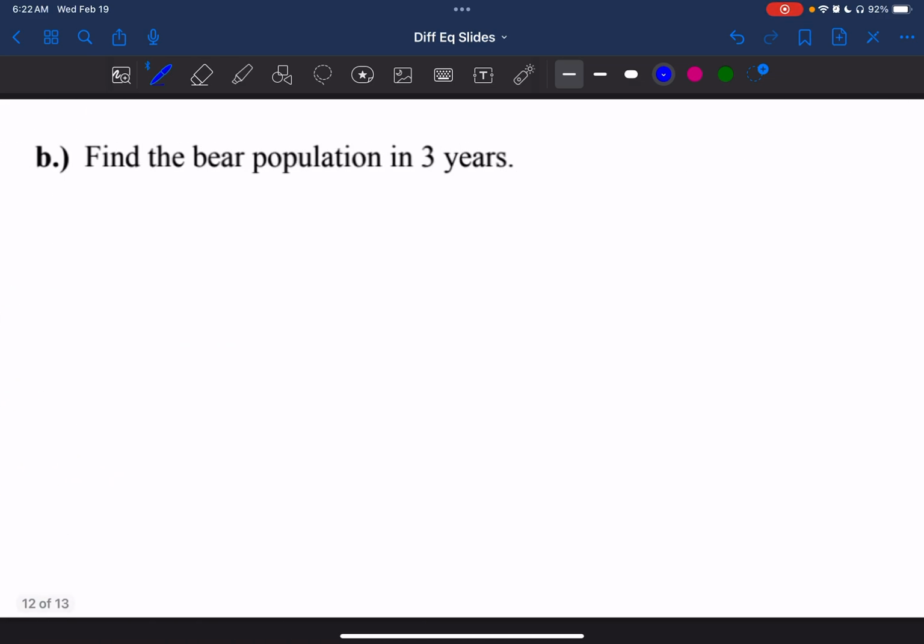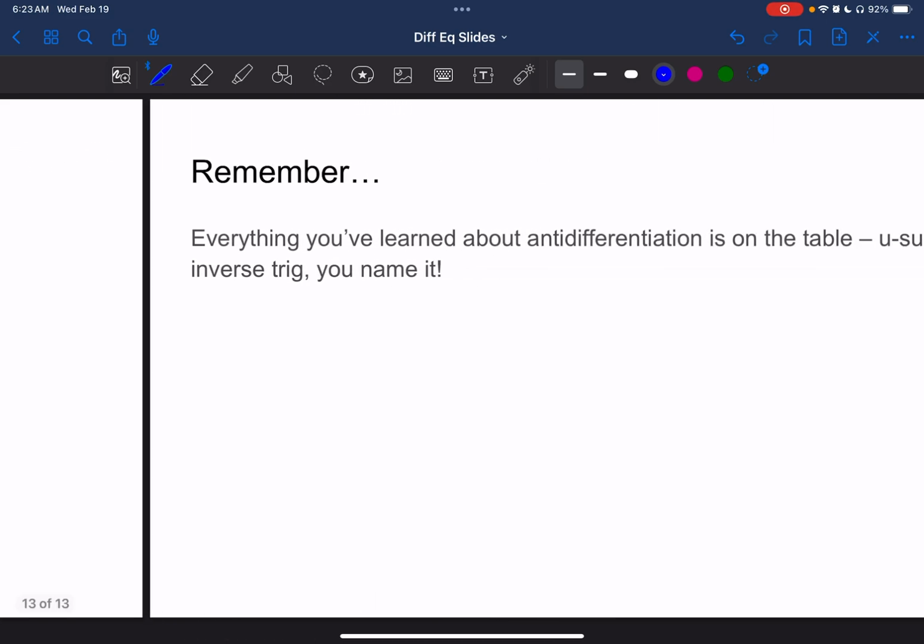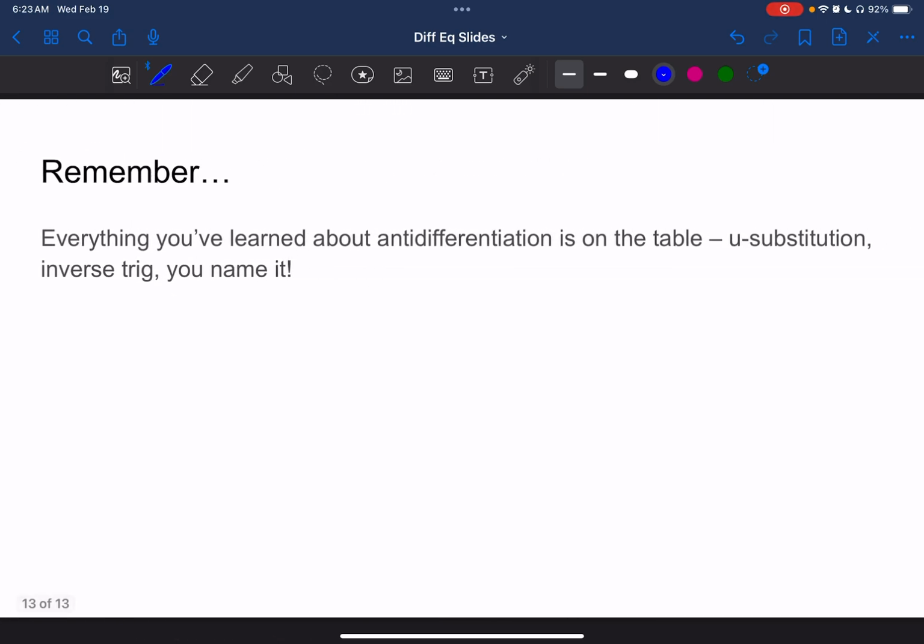All right, next question. If you're going to find the bear population in 3 years, you would just plug in that 3 for t and find your answer. I'll post the answer a little bit later for you, but that's what we would do. Just plug in 3. So one thing to remember before we go here. Remember that everything you've learned about antidifferentiation is on the table. U substitution, inverse trig, you name it. Anything we've learned to do with integration, you might have to do within the context of a differential equation problem.